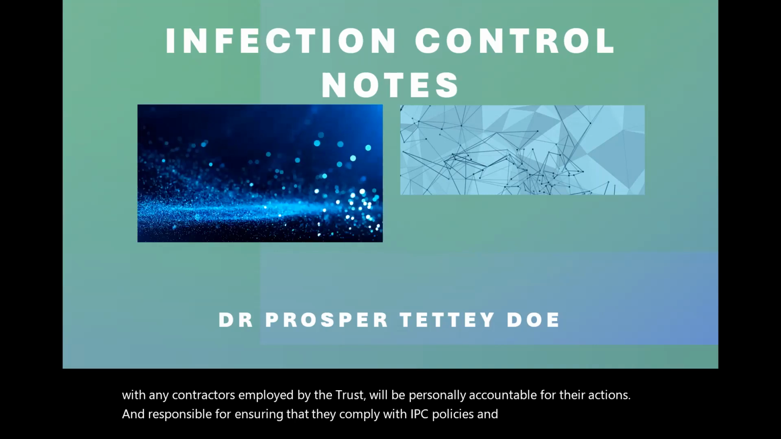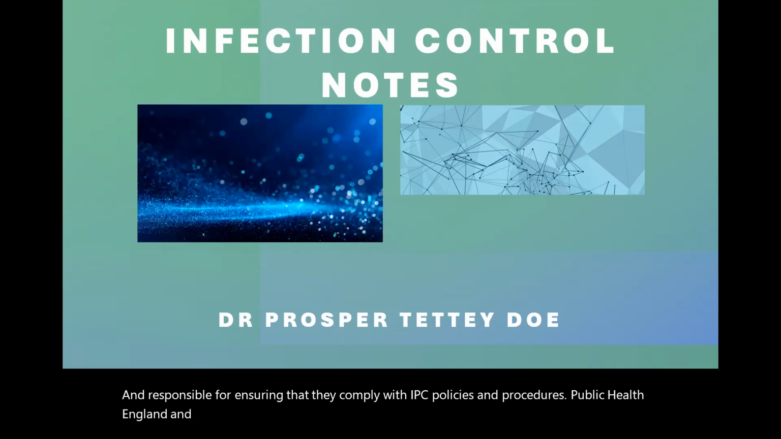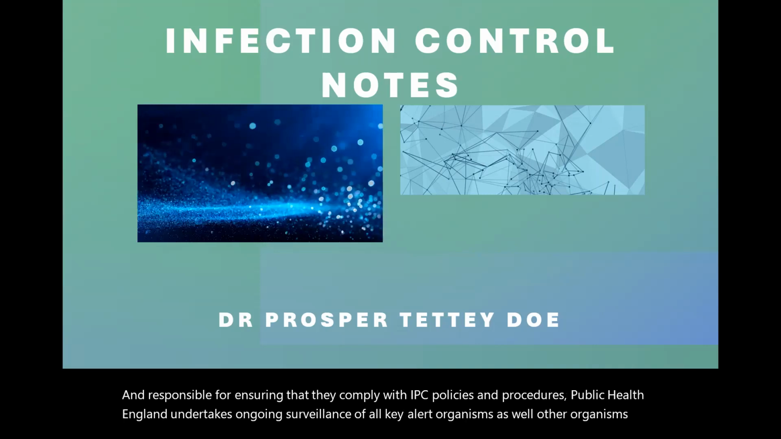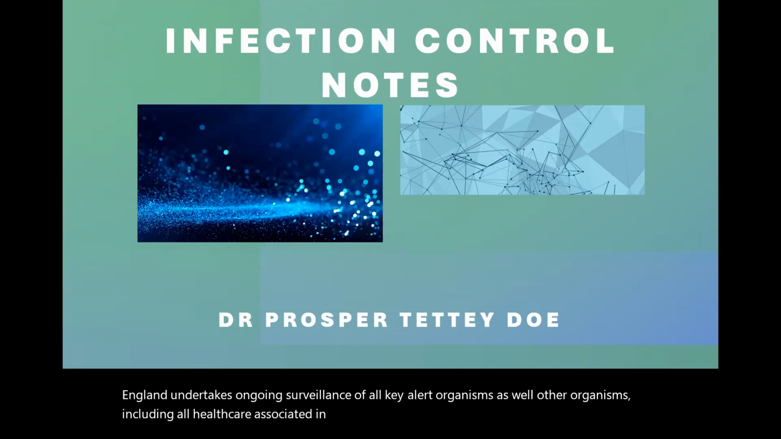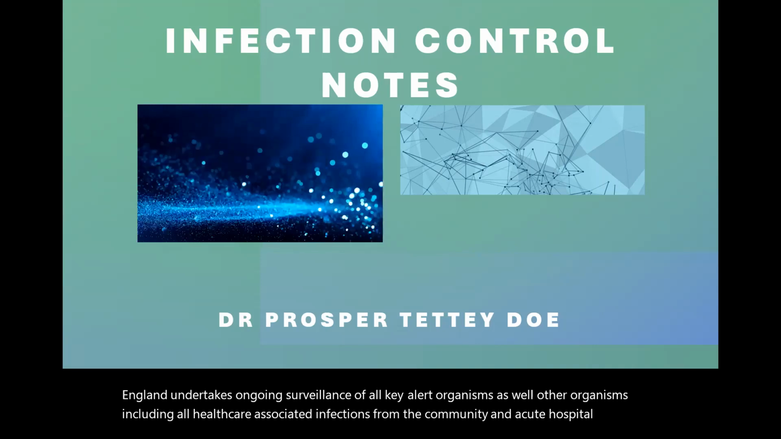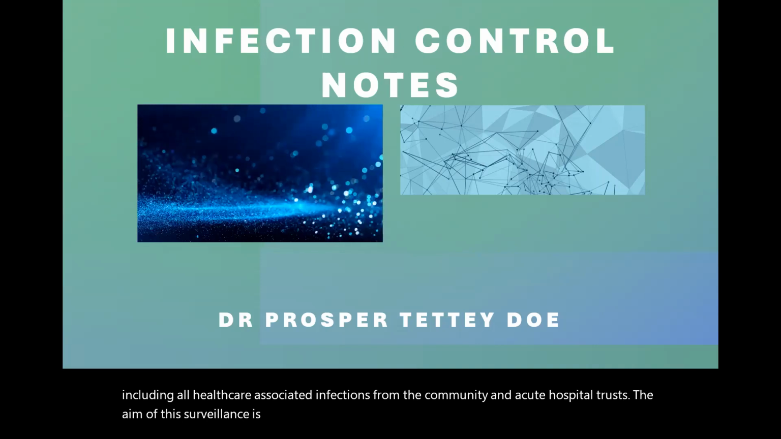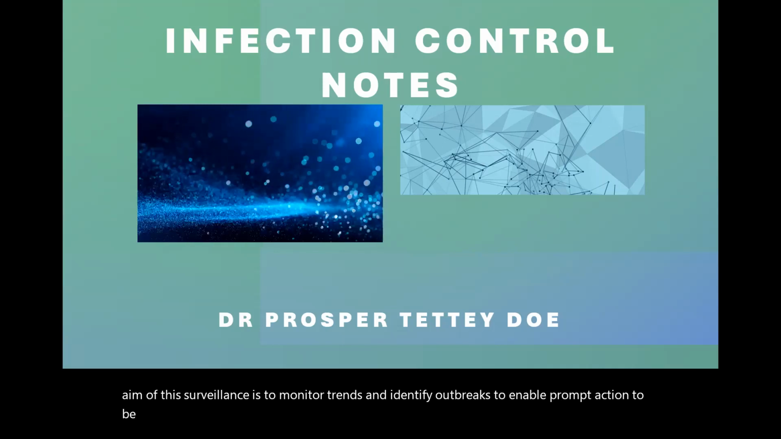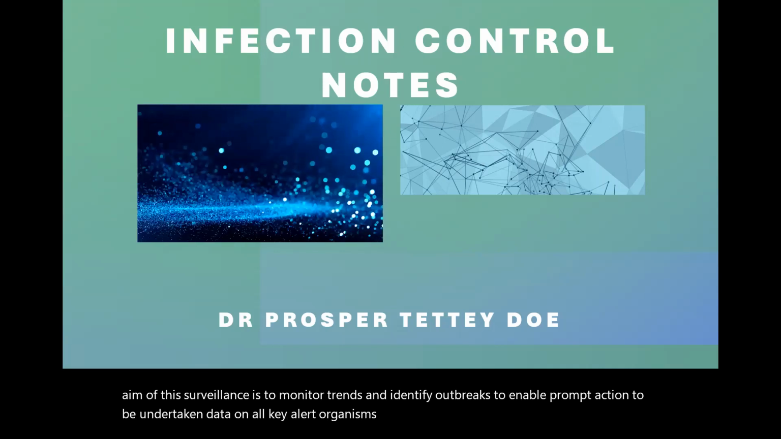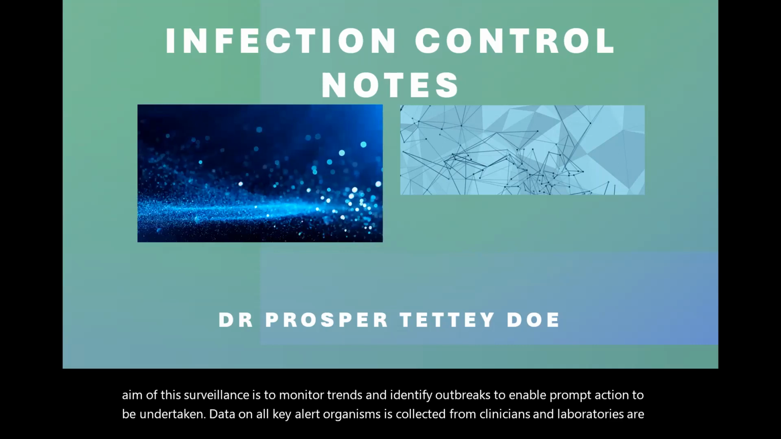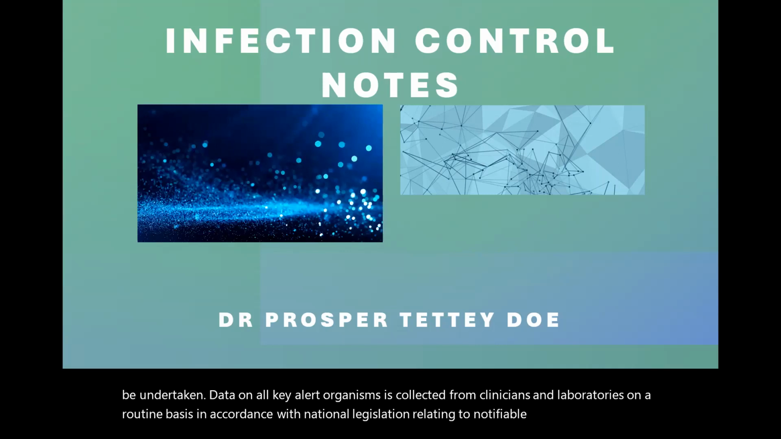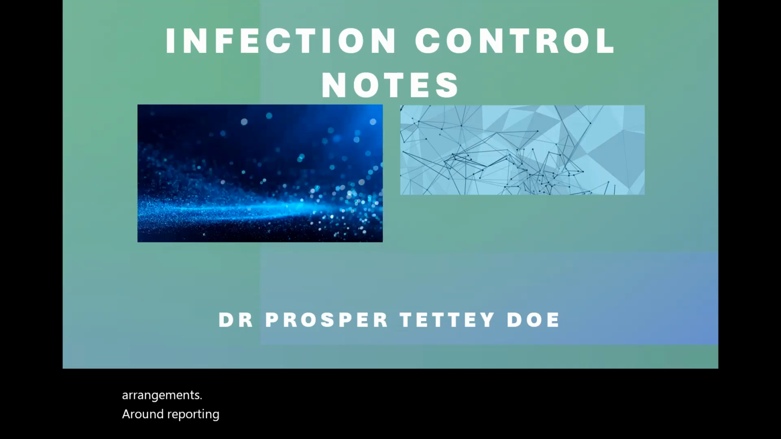Public Health England undertakes ongoing surveillance of all key alert organisms as well as other organisms including all healthcare-associated infections from the community and acute hospital trusts. The aim of this surveillance is to monitor trends and identify outbreaks to enable prompt action to be undertaken. Data on all key alert organisms is collected from clinicians and laboratories on a routine basis in accordance with national legislation relating to notifiable diseases and agreed arrangements around reporting between PHE and laboratories.